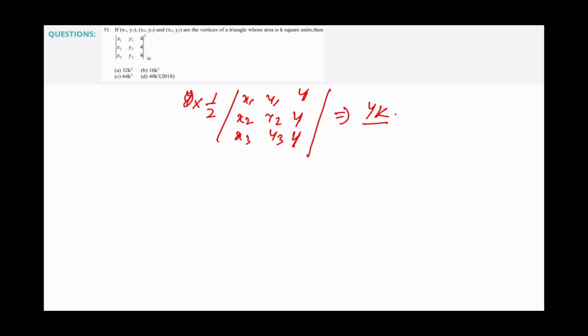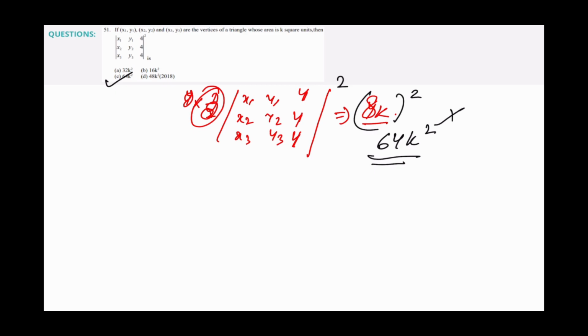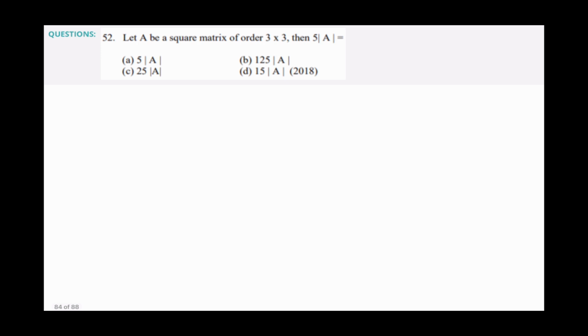Next, I'll send this also to that side, so it will be 8k. Correct. And then what I'll do, I'll square it. So this square will be this square, so 64k square. That's it. Clear? So what I've done: first wrote the triangle form, multiplied by 4, sent the half to that side, and then squared it up. Okay, any doubt? Put it in the comment section. Okay, we'll take it.